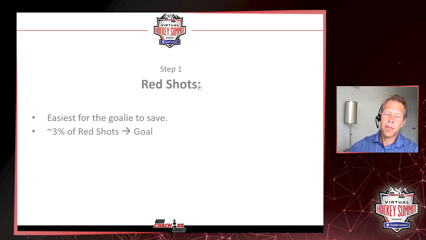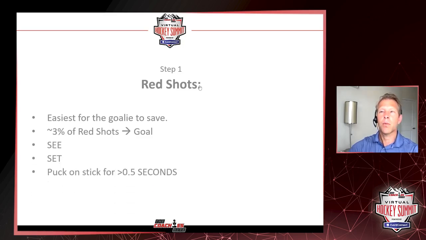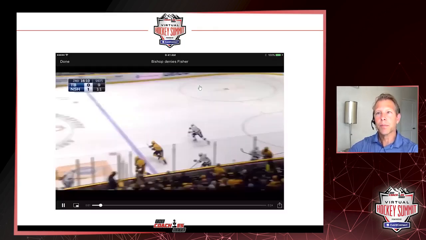They say that, especially at the higher levels of hockey, only 3% of red shots become a goal. So doing math here, about 30 to 35 shots is what's needed to score one goal. You can explain a red shot as when a goalie can see the shot when it's taken, when the goalie is set in his stance, and when the puck has been on your stick for over half a second. And this, again, is at the higher levels of hockey.